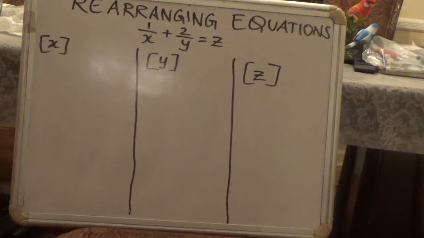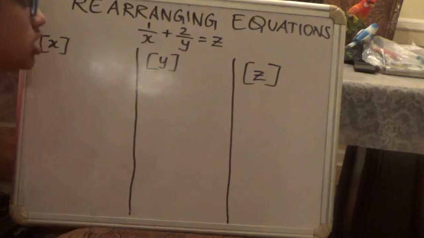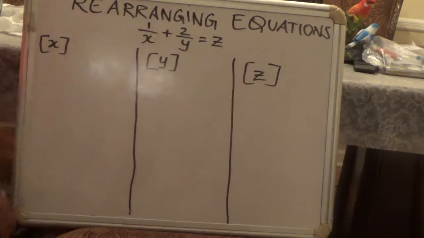So, we have our example, 1 over x plus 2 over y equals z. Let's solve for x first. The bracket x means that you solve for x. First, you want to isolate x. Isolate the variable you want to solve for, always.